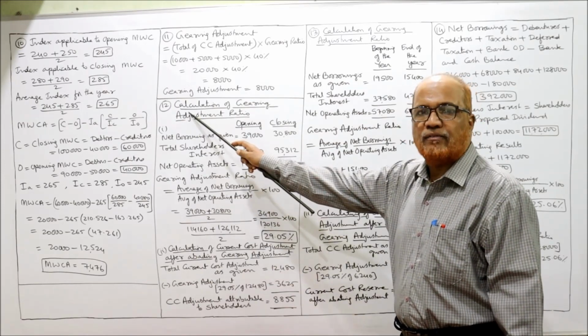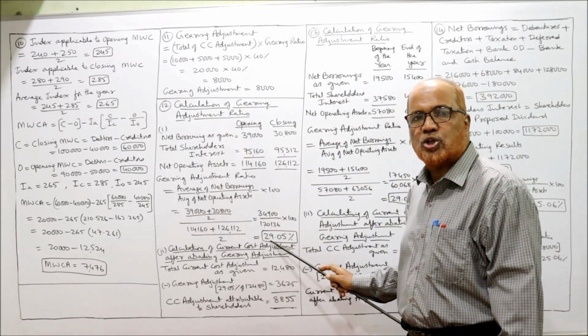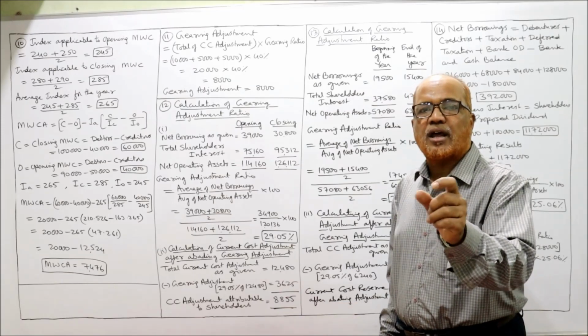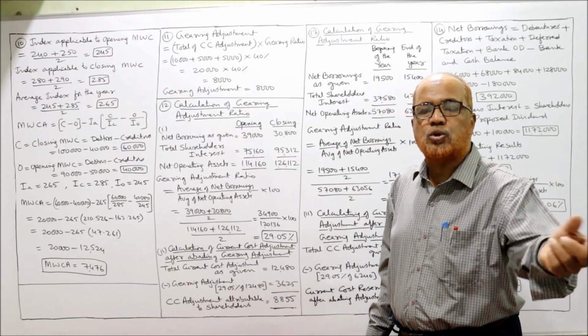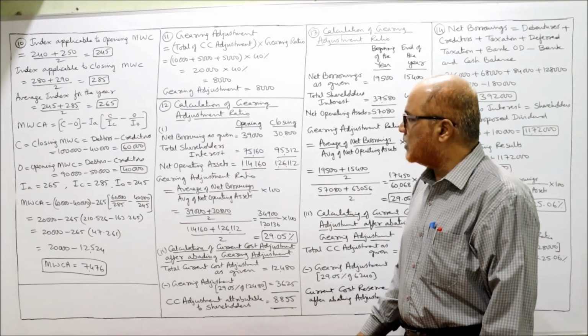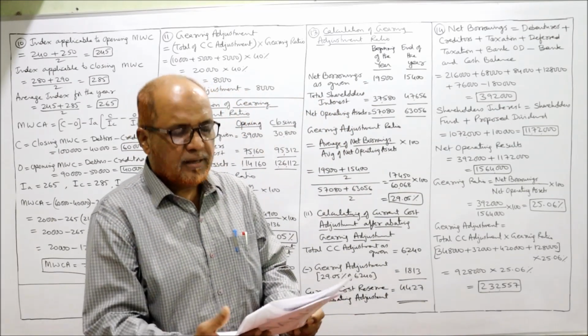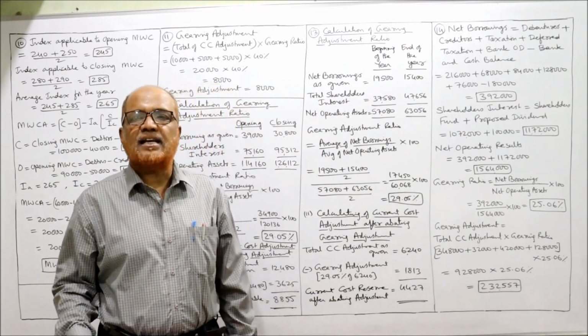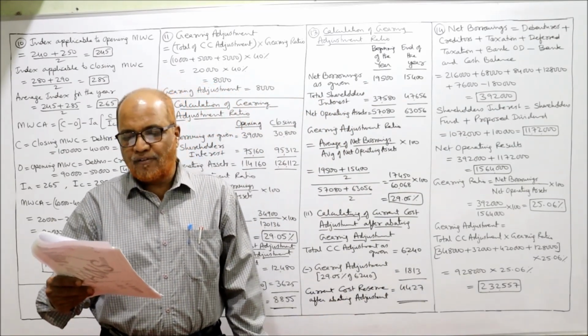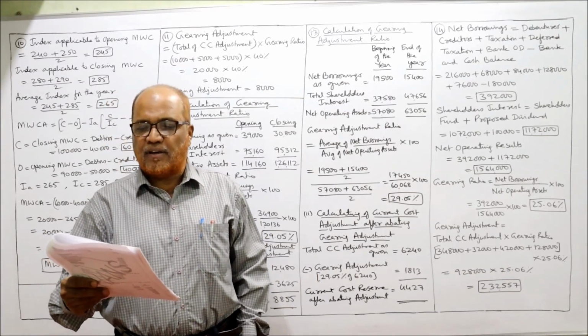So this is problem number 12. First, you have calculated the gearing adjustment ratio. Secondly, how much current cost adjustment, after abating gearing adjustment, relates to shareholders. That's it. Now, the 13th problem. The 13th problem is exactly similar to the 12th problem. The following data relate to Gearing Limited, beginning of the year and end of the year.